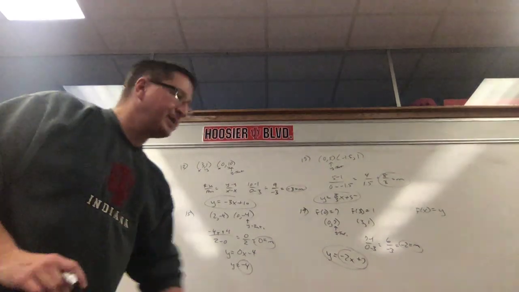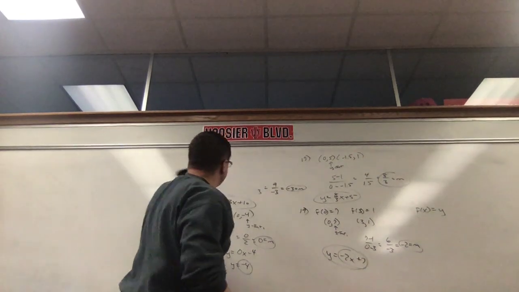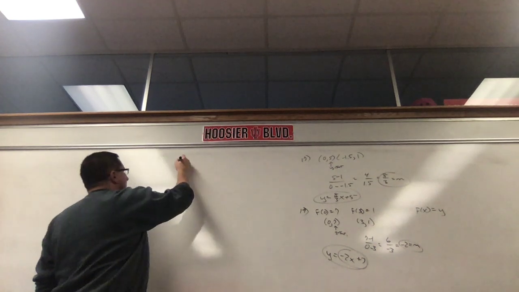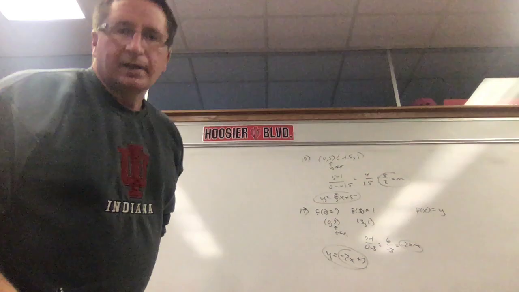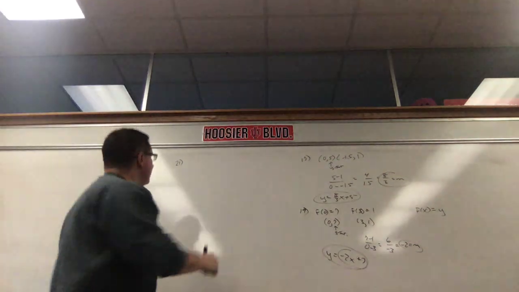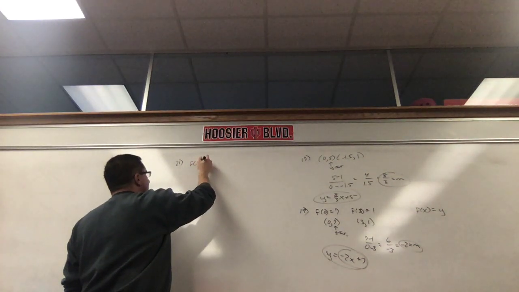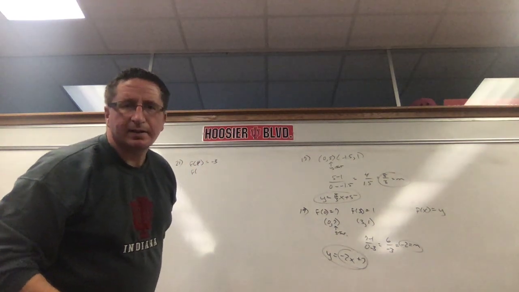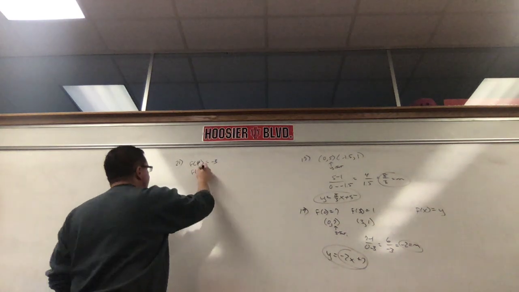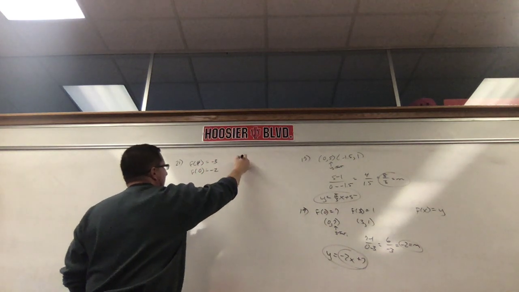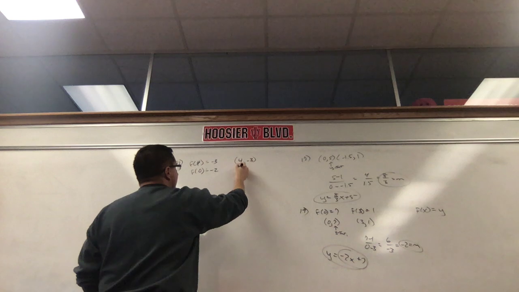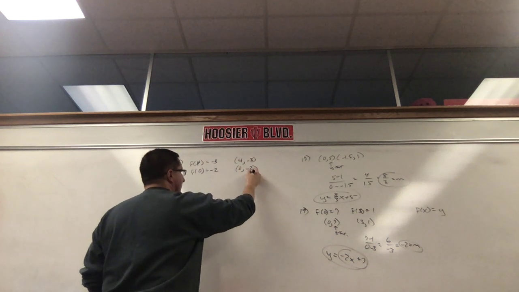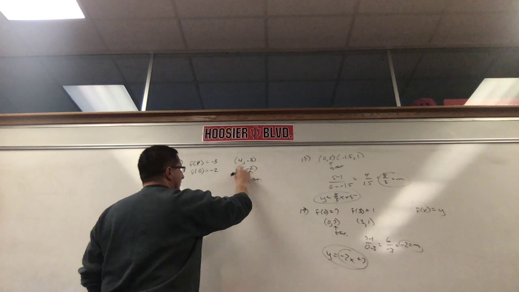Number 21. Almost done with this section. Okay, so again, f of 4 is negative 3. And f of 0 is negative 2. So again, this is just saying the point 4, negative 3, and the point 0, negative 2. Okay, so again, that's our y-intercept, because it's 0 something.